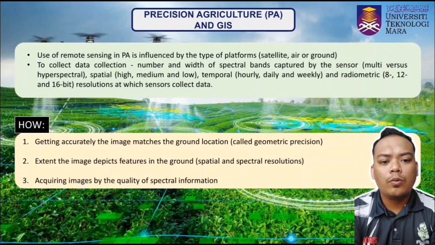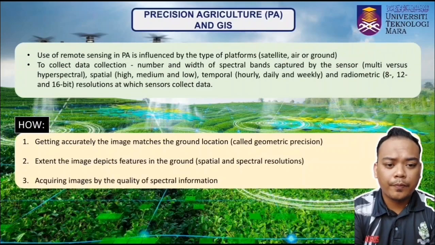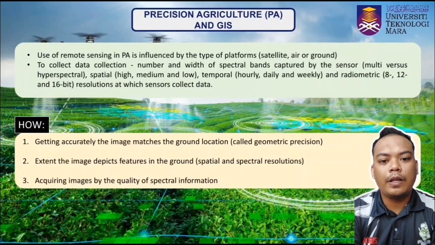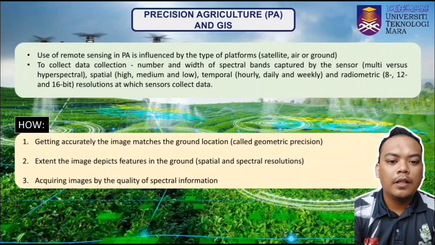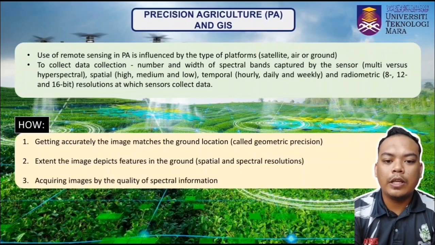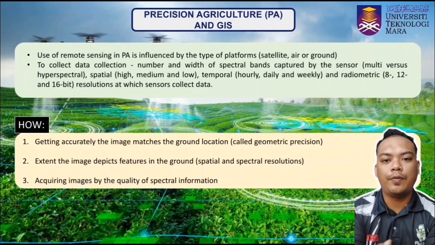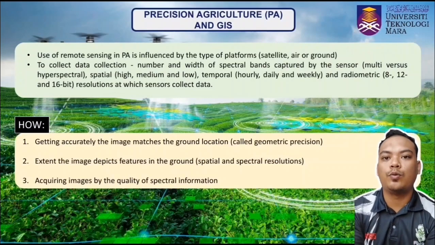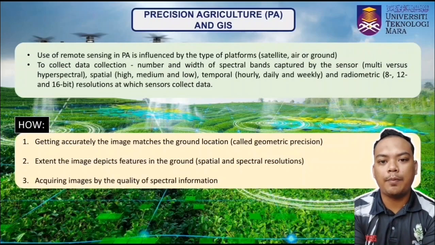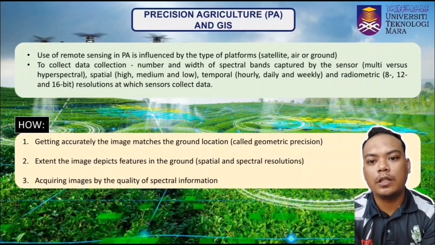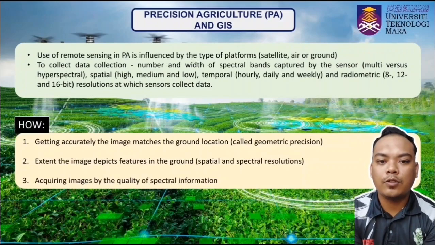And what does the precision agriculture do? First, getting the image to accurately match the ground location, which we call geometric precision. And second, it extends the image's specific features on the ground, which we know as spectral resolution. And lastly, accurate image with quality spectral information, which is the phase where the information has been extracted into data that we can observe, whether the plant has a nutrient deficiency, stress, or disease.